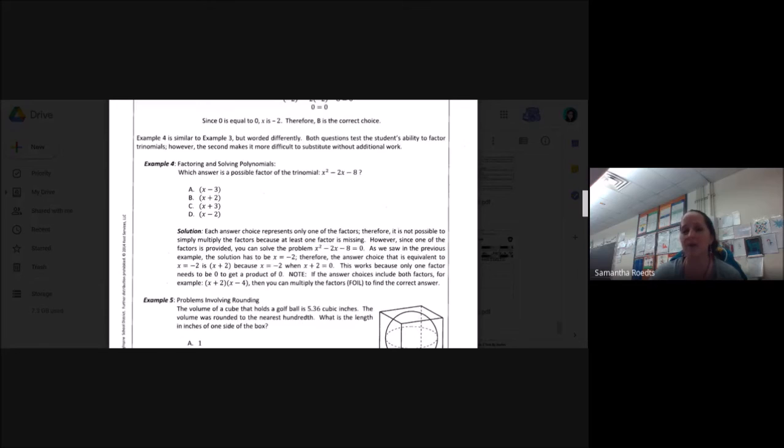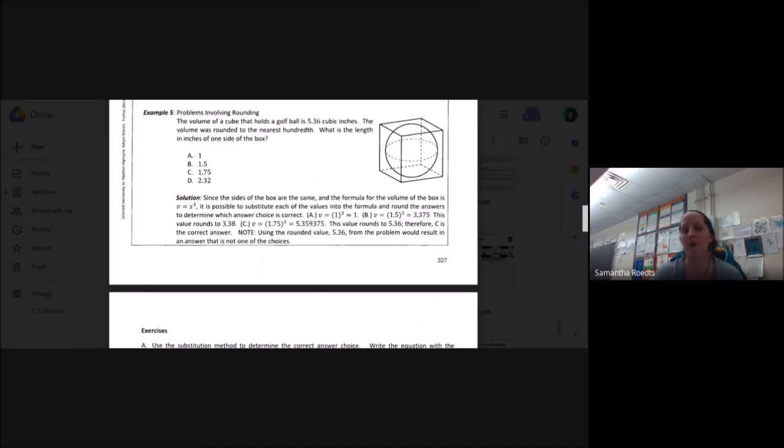However, since one of the factors is provided, you can solve the problem x squared minus 2x minus 8 equals 0. As we saw in the previous example, the solution has to be x equals negative 2. Therefore, the answer choice that is equivalent to x equals negative 2 is x plus 2. Since x equals negative 2, when x plus 2 equals 0. This works because only one factor needs to be 0 to get a product of 0. Now, if the answer choices include both factors, for example, x plus 2, x minus 4, then you can multiply the factors or FOIL them to find the correct answer.